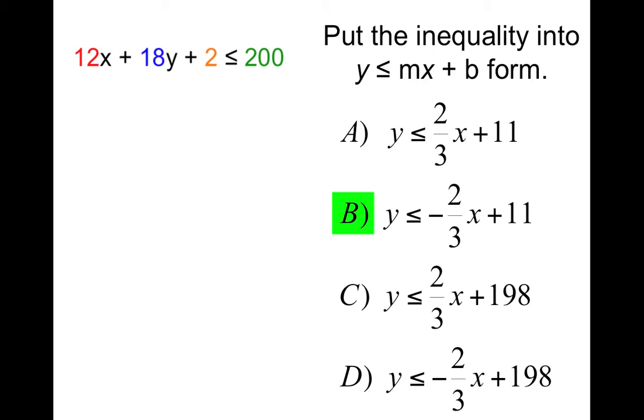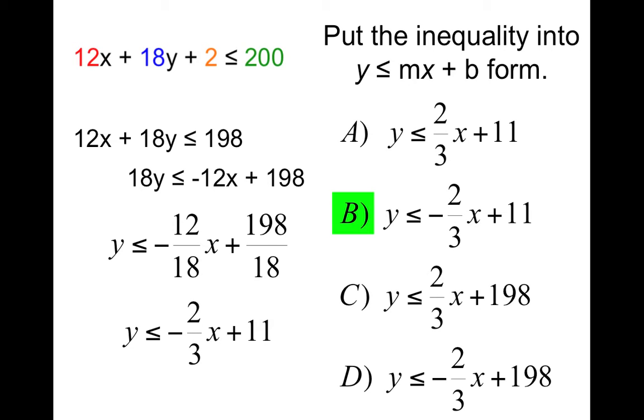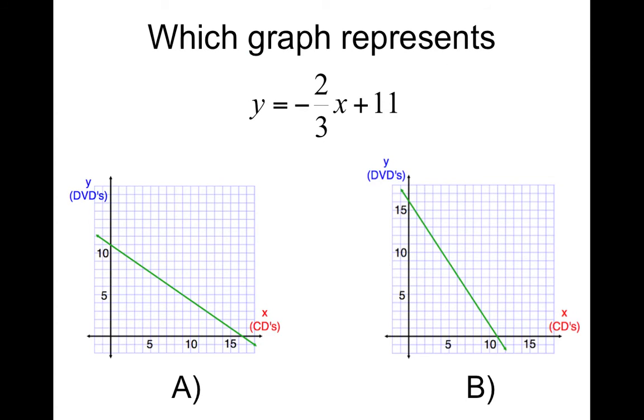The equivalent inequality is choice B. To get y by itself, first we'll subtract 2 from both sides, then subtract 12x from both sides. Finally, divide both sides by 18. Once we reduce those fractions, we end up with y is less than or equal to negative 2/3 x plus 11. Look at the two choices carefully. Which graph represents this equation?